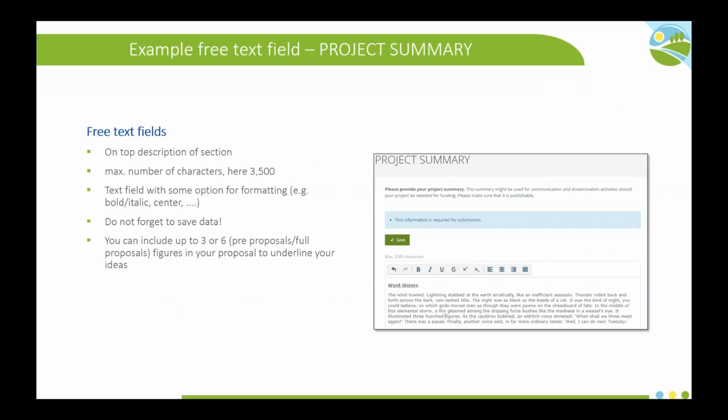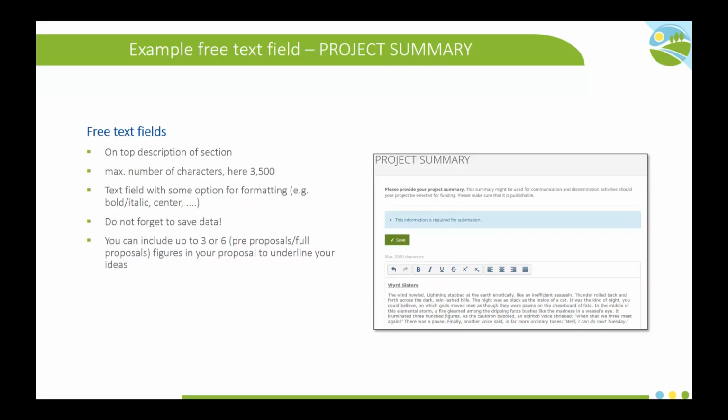So I would like to go a bit into detail into the free text fields. On top of each section, as said, you have a short description. The free text fields are always limited in the number of characters. In the case of the project summary, for instance, it's 3,500 characters. However, this is coded in HTML code. So if you use a lot of formatting, then the total number of characters is a bit reduced, because the system works on an HTML code base.